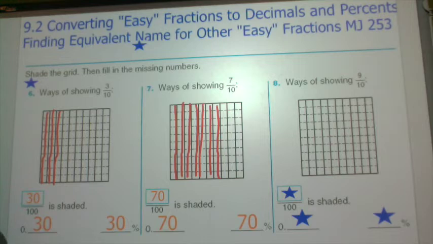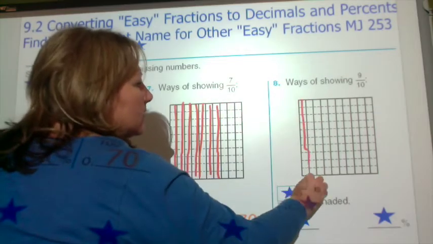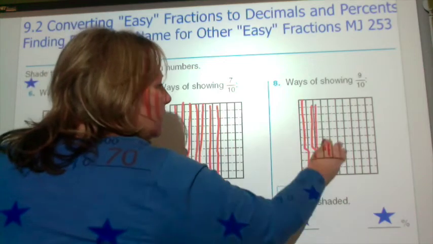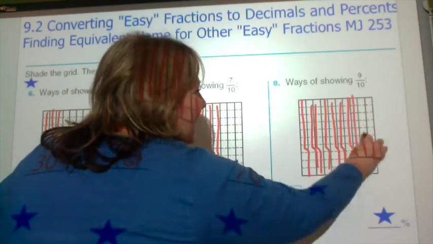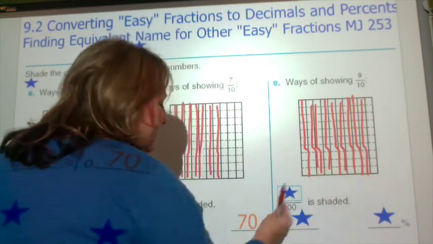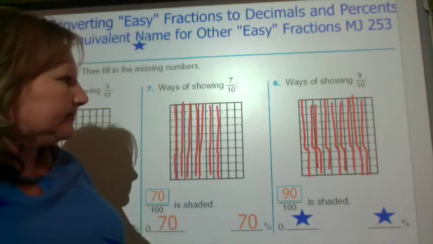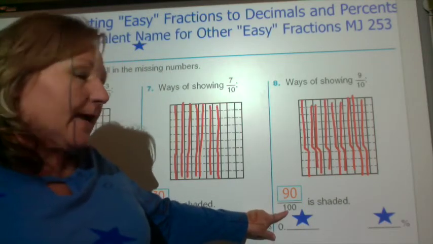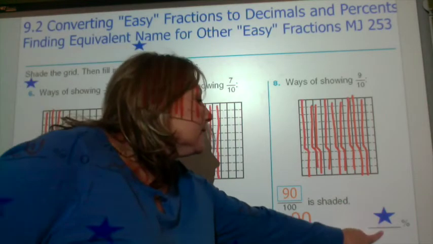Last one, number 8. 9/10. 1, 2, 3, 4, 5, 6, 7, 8, 9. Gotta love that. Isn't that fun? So we have 90 hundredths. There's my hundredths again. 0.90 and 90%.